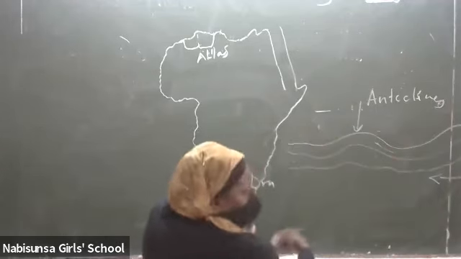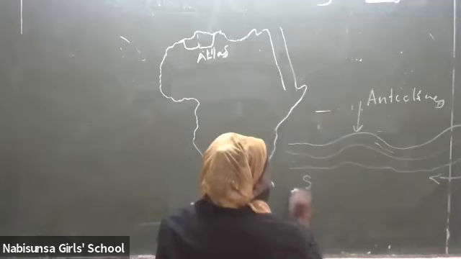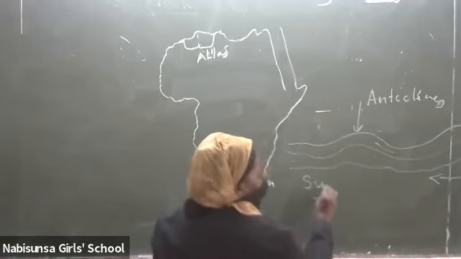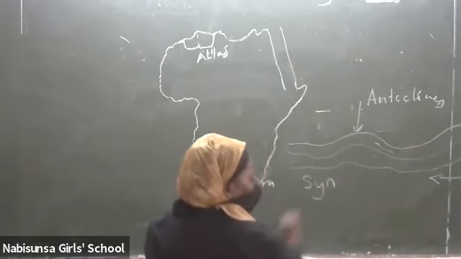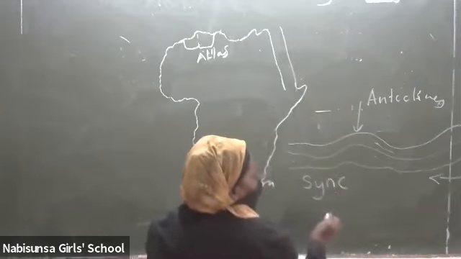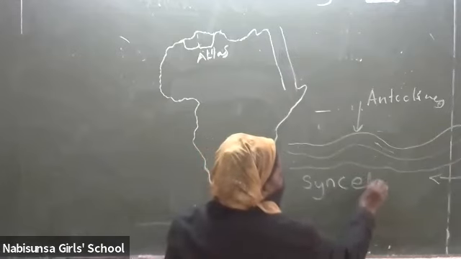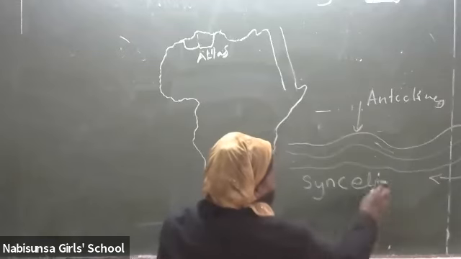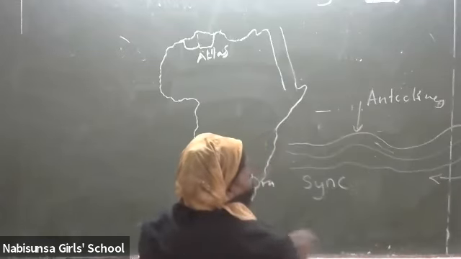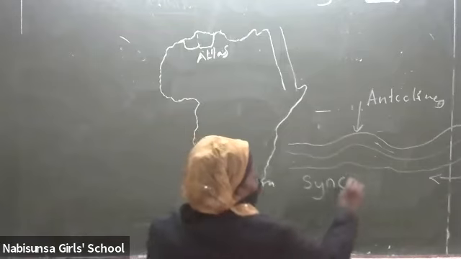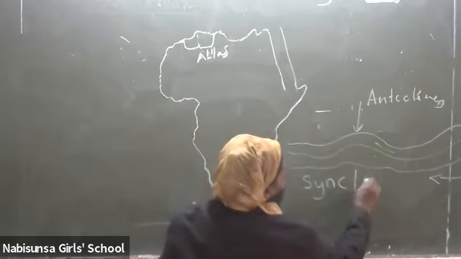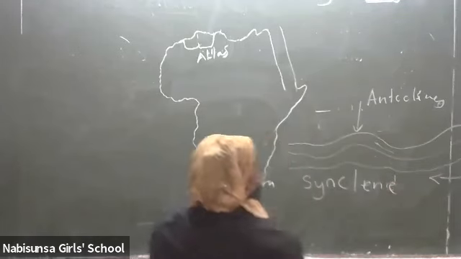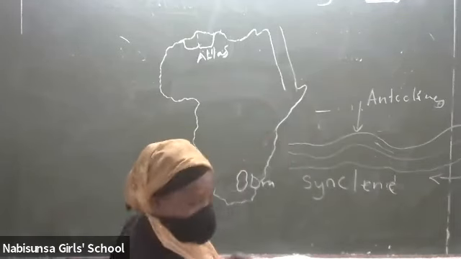Then the one which is down is a syncline. What is the spelling? S-Y-N-C-L-I-N-E. There is no E after C. Syncline. So you are there.